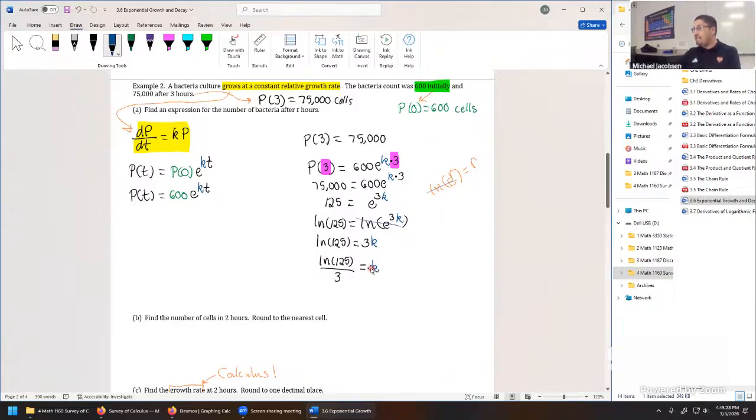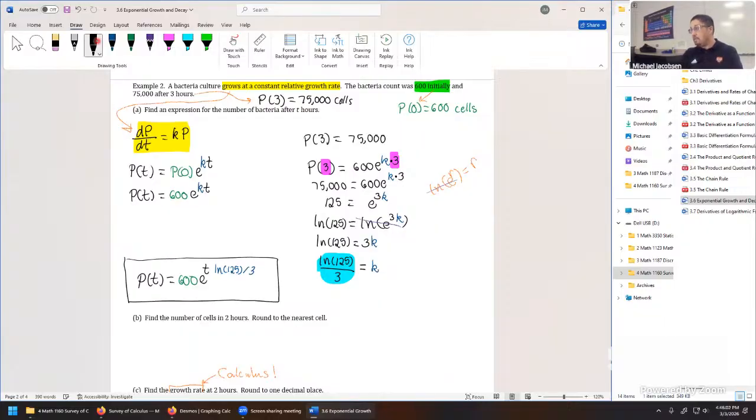Then finally, we can take this entire thing, plug that in for the power k right as we see it here. And the conclusion to the whole problem, part A, find the expression of the number of bacteria after t hours, is that population size at time t is 600 e to the power. Just to make it read a little bit better, I'm going to put the variable t first. t times, then k, for this part, natural log 125 over 3. And that whole thing finally is our population size at time t.